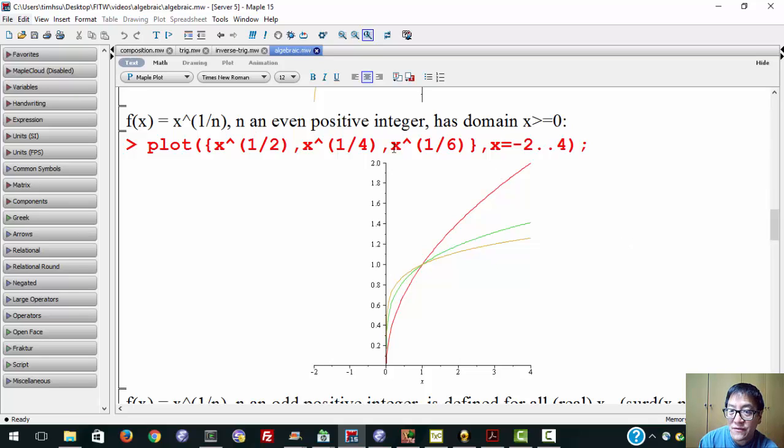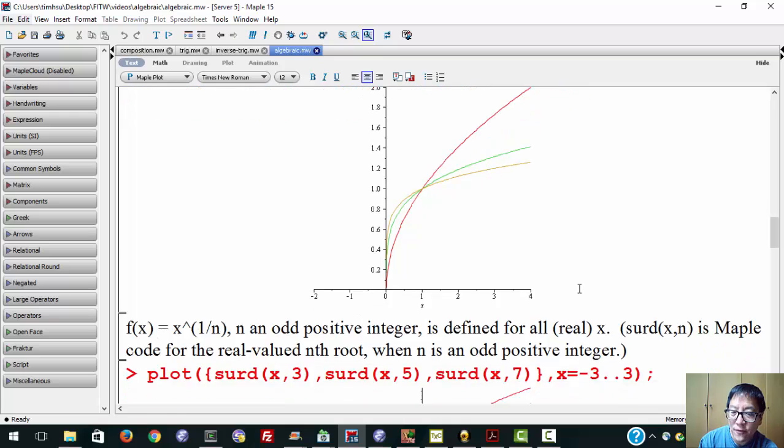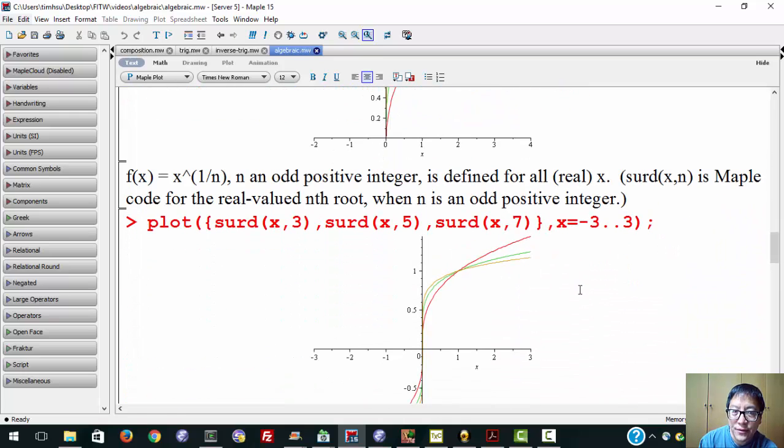All right, now turning to those root functions. When n is an even positive integer, this is the square root function, fourth root function, sixth root function. You get graphs that look like this, and those only work for non-negative x, x greater than or equal to 0. So here you get f of x equals square root of x, fourth root of x, sixth root of x. But for odd positive integers, if you take third roots, fifth roots, and seventh roots, you get functions that are defined for all real x.